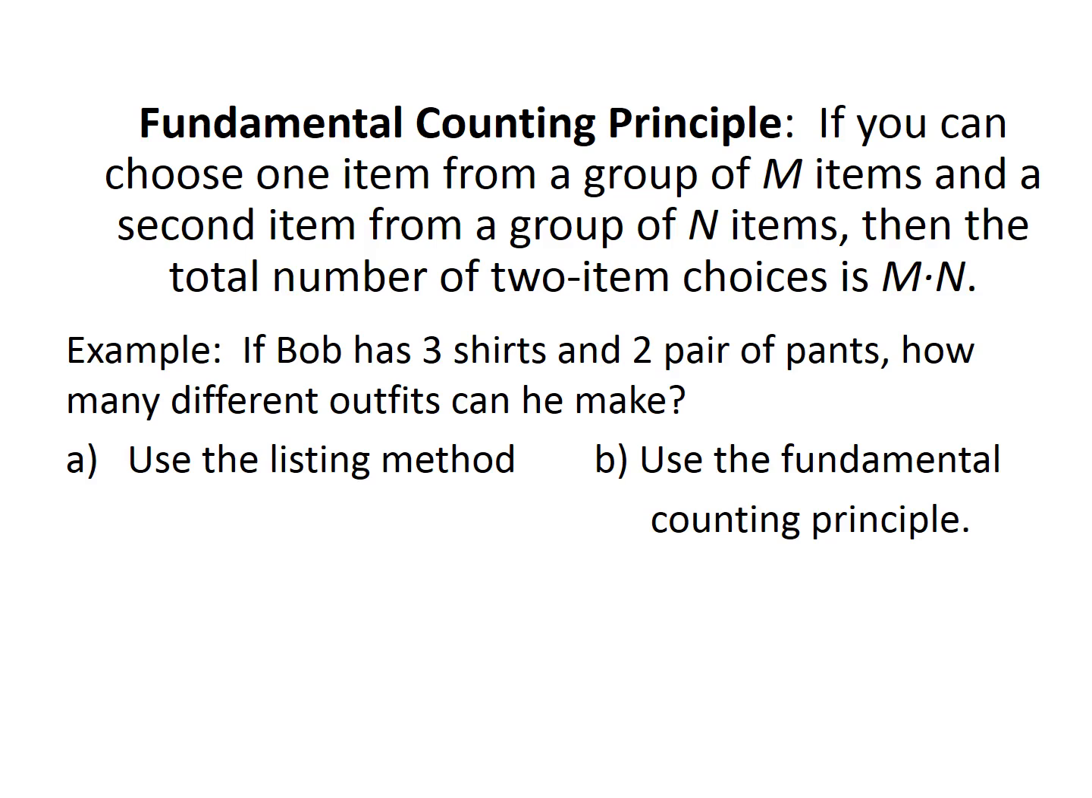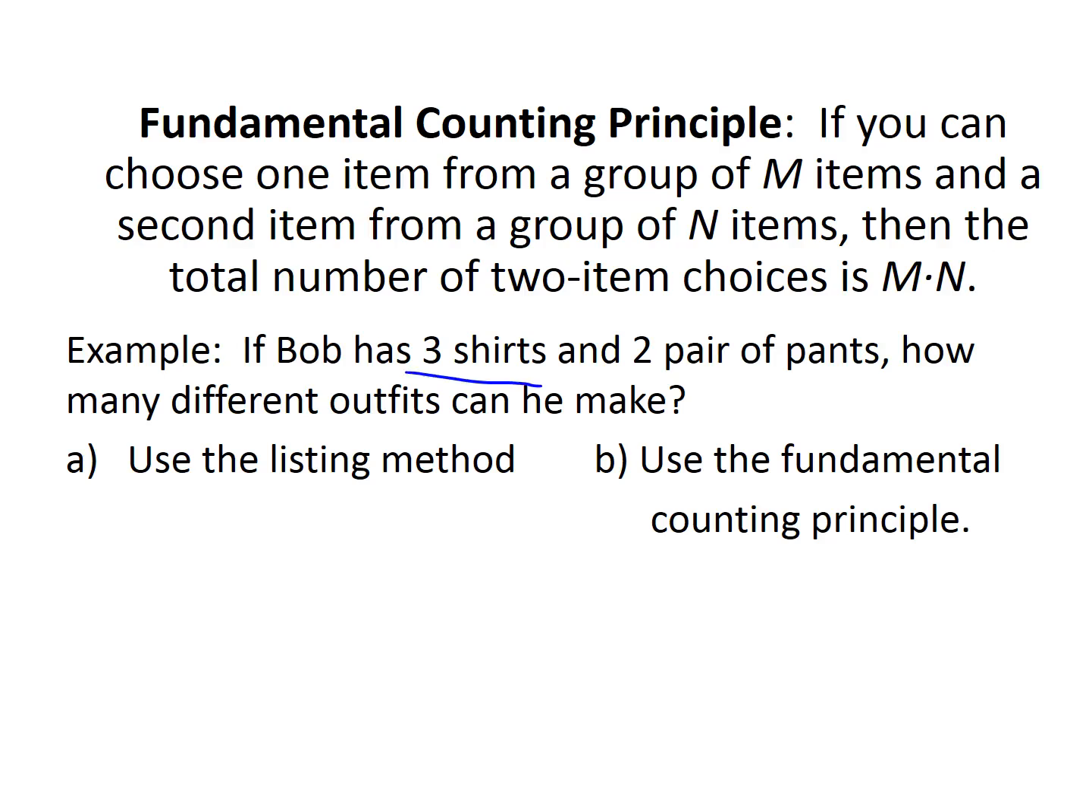If you can choose one item from a group of m items and the second item from a group of n items, then the total number of two-choice items is m times n. Example: if Bob has 3 shirts and 2 pairs of pants, how many different outfits can he make? Part A, use the listing method, and B, use the fundamental counting principle.